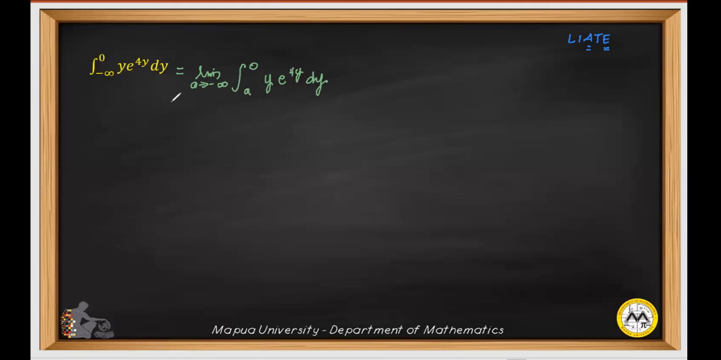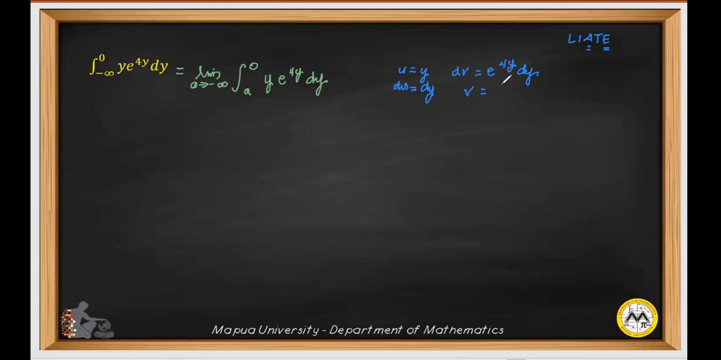So in here, we will let u is equal to the algebraic part y, and the remaining is the differential of v. And if u is equal to y, then getting the differential of both sides of the equation will give us du is equal to the differential of y. And since dv is e raised to 4y times the differential of y, then integrating both sides will give us v. Of course, the integral of the differential of v is v.